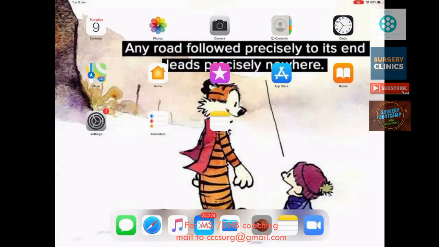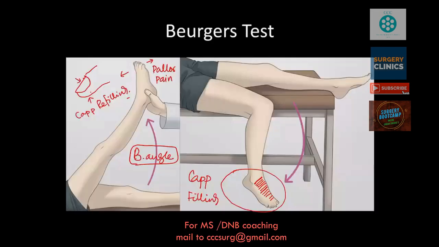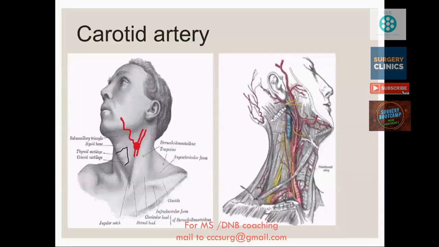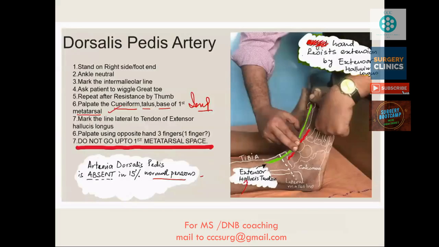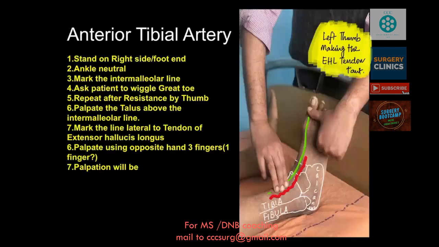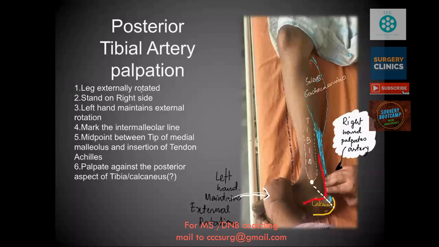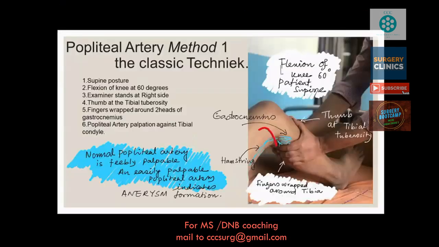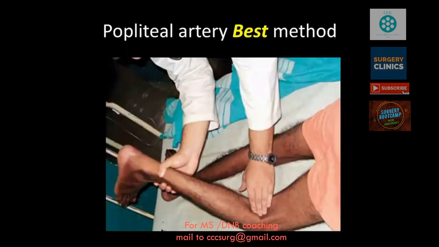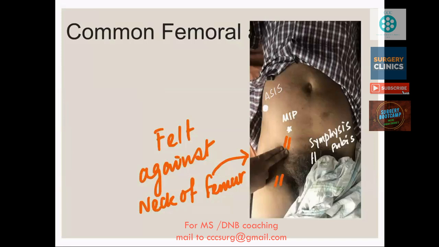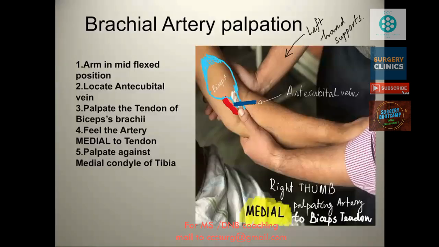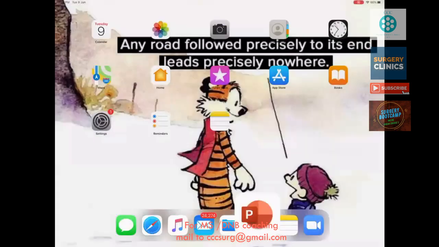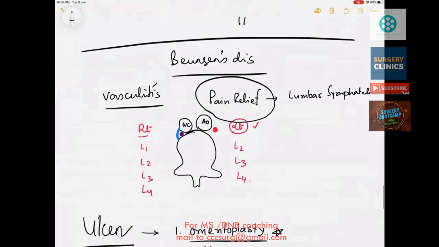Just in a minute, we'll go back to the methods of palpation of the arteries, because these are the ones that are commonly asked by students. Remember that in the lower limb, what you are always required to remember is: dorsalis pedis, leg is neutral; anterior tibial, leg is neutral; posterior tibial, externally rotated; peroneal, internally rotated; popliteal, flexed classically, prone is the best method; femoral is supine; radial artery is mid-prone; ulnar is extended; brachial is in the antecubital fossa with semiflexion. So this completes all the methods that you are required to know along with revascularization options.